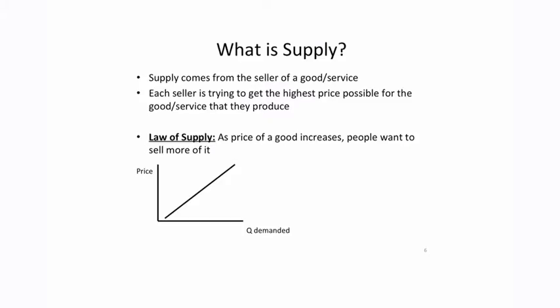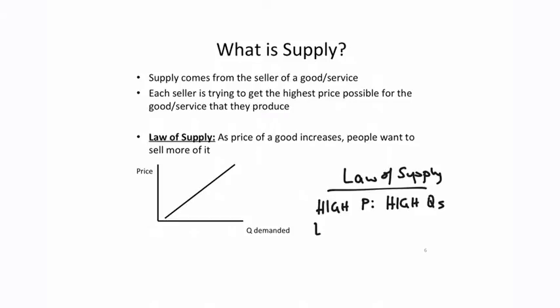Next, we want to talk about supply. Supply comes from the firm, and the firm is trying to get the highest possible price that they can for the good or service that they are selling. The law of supply is going to tell us that at a high price, we are going to have a high quantity supplied. And at a low price, we are going to have a low quantity supplied. So that as we can see here, the supply curve is going to be an upward sloping line.